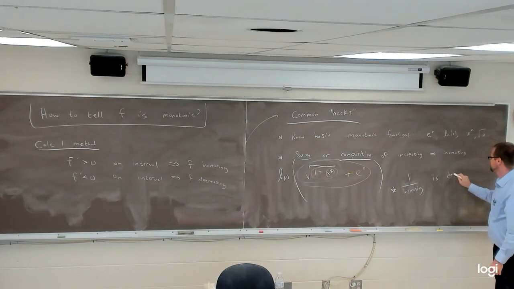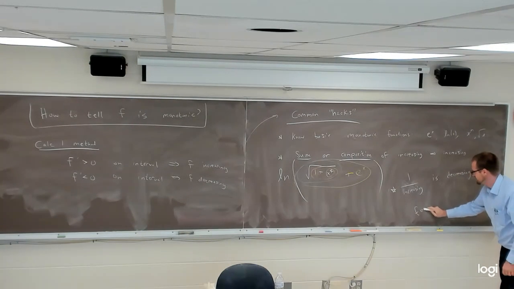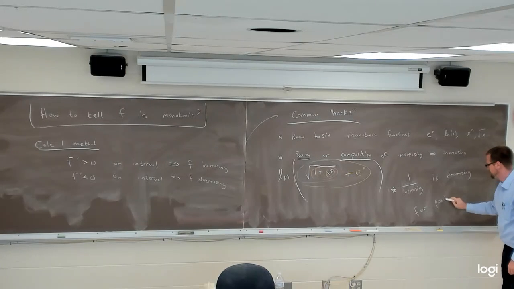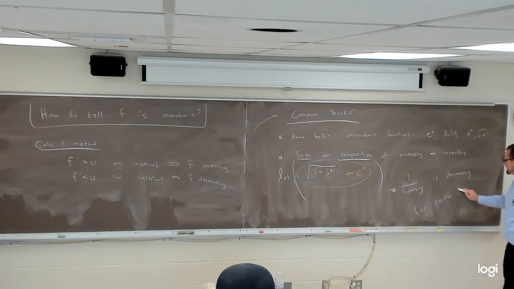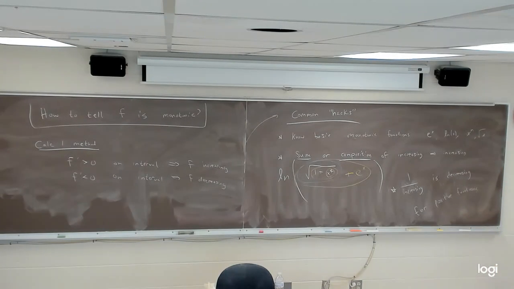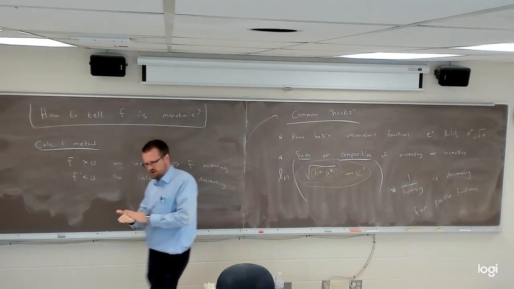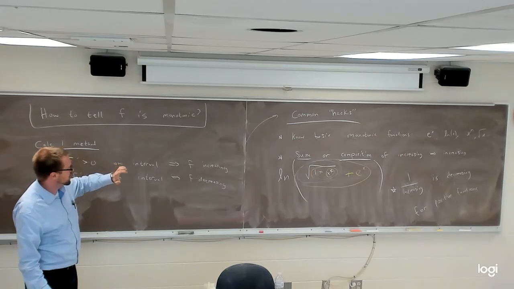I guess that's another. So something like 1 over 1 plus x to the 4th. I'm looking at that and saying, okay, 1 plus x to the 4th is increasing. Okay, the bigger a number is, the smaller its reciprocal. So this is decreasing.